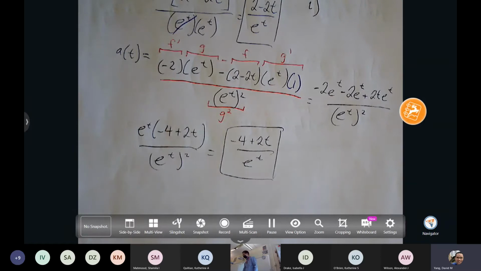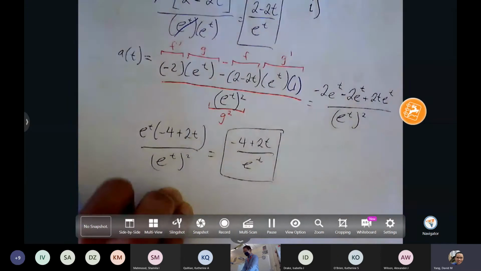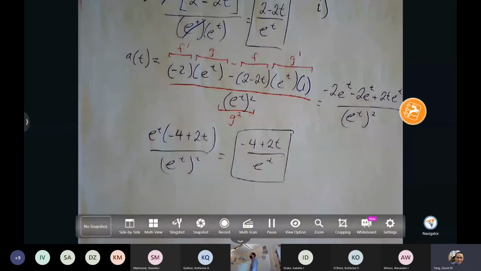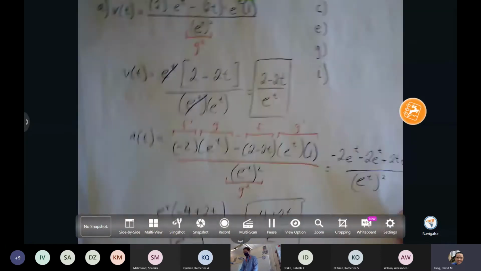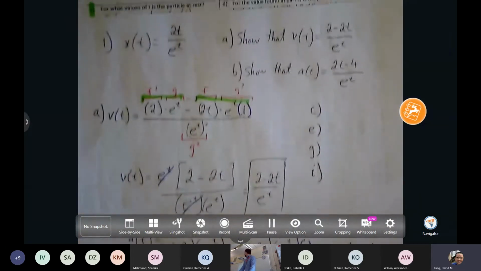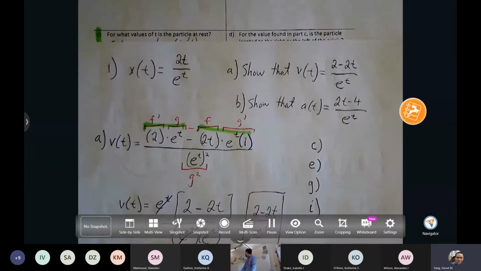Let's look at the rest of the worksheet. We're just going to go down that first column, looking at part C here. Part C says for what values of t is the particle at rest? So how do we approach that? How do we find when the particle is at rest? Set the derivative equal to 0, so the velocity function. Good, velocity. Particle at rest, another way to say that is when velocity is 0.